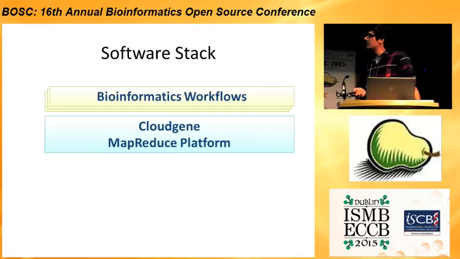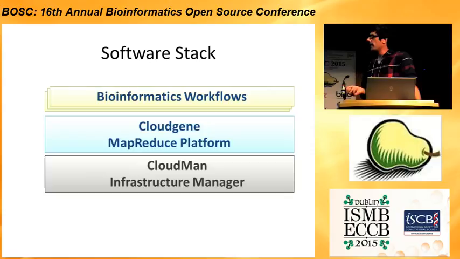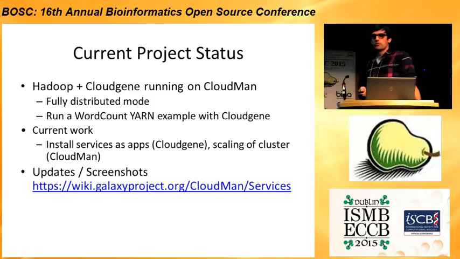So to see the software stack again, we have Cloudgene and CloudMan to set up the clouds, and on top of Cloudgene, there are the different services, for example, the imputation server. The current project status is that we have Hadoop and Cloudgene running on CloudMan in fully distributed mode. You can run right now a word count on YARN example with this complete setup. We are currently working on scaling of the cluster, meaning adding several nodes to this system, and installing the services as apps directly within Cloudgene. All the updates and some screenshots of how to set it up at the moment are at the CloudMan services site.